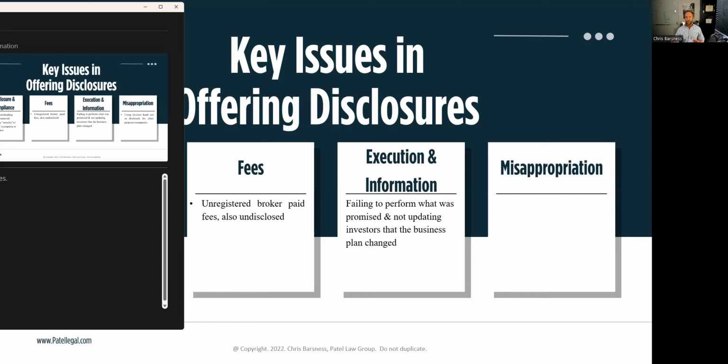Execution and information. I kind of covered this a little bit before, but make sure you're always updating your investors, especially if your business plan has changed. Your PPM executive summary may have said, here is our 3-year plan, or here's our 5-year plan. If that changes, especially within the last few years, with interest rates, the market, insurance costs, all these things that have affected real estate, keep your investors updated. Like, hey, by the way, we know inflation is out of control and interest rates have skyrocketed. Here's how it affects us, and here's how our plan has changed from what we originally told you. Making sure you keep them informed.